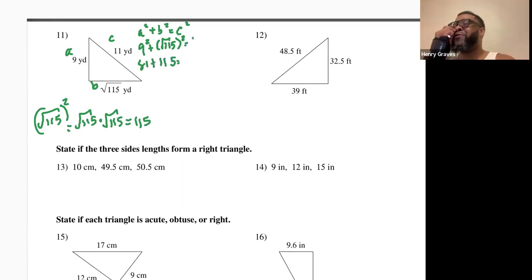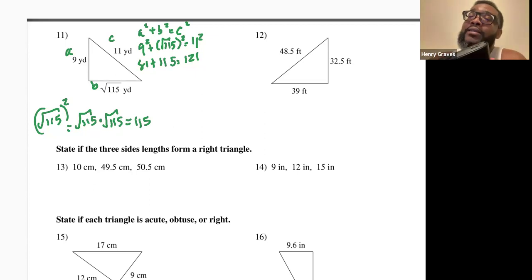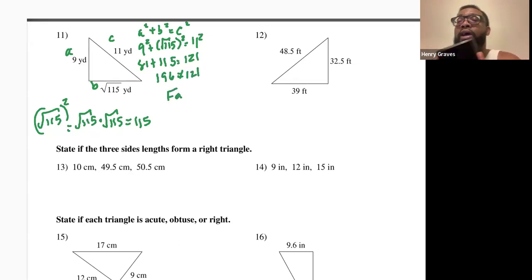I know 115 plus 81 is not 121. There's no way that's right. Yeah, it's not. 115 plus 81 is 196. And we know 196 is not the same as 121. So this is actually false. So this is not a right triangle at all, right? Number 9 and 10 and 11 were on the other page, but this one is not.